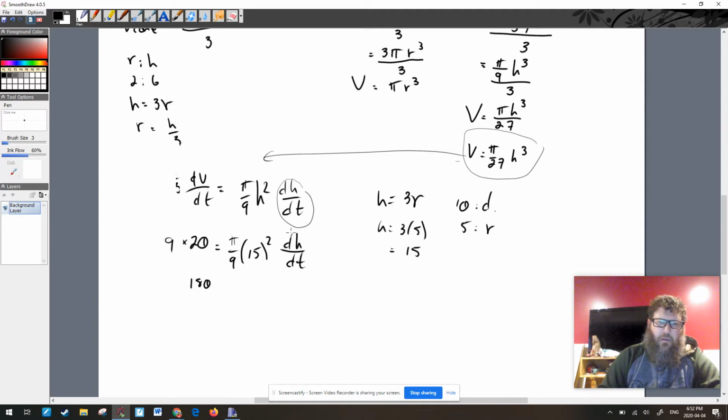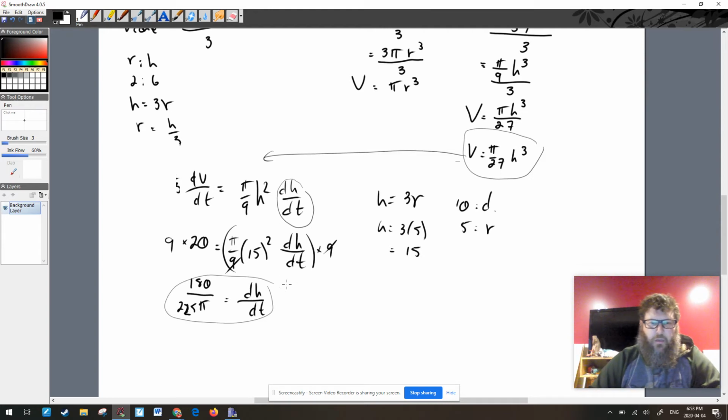So times 9, and I'm going to take this expression here and multiply by 9. This is going to go with that. I'm going to divide both sides by pi. So it's going to be 180 over pi. And then I'm going to have to divide by 15 squared, which is 225. So I'm going to divide by 225 pi. And that is dh by dt. And so I know that can simplify a little bit, but I'm not going to bother doing that in my head. So dh by dt.